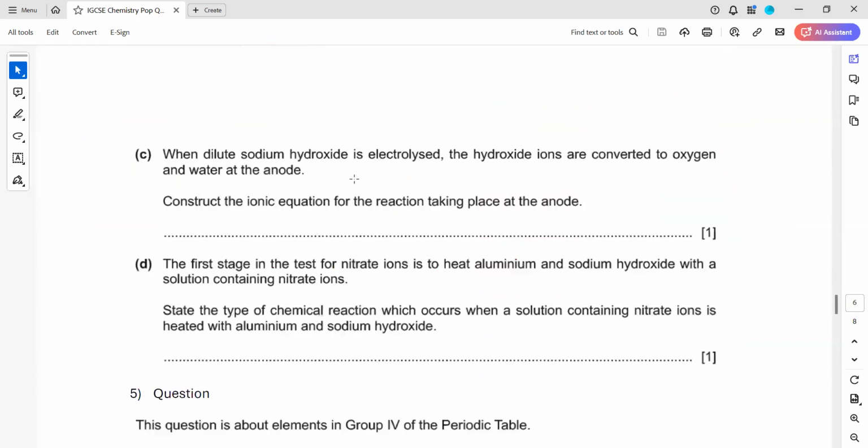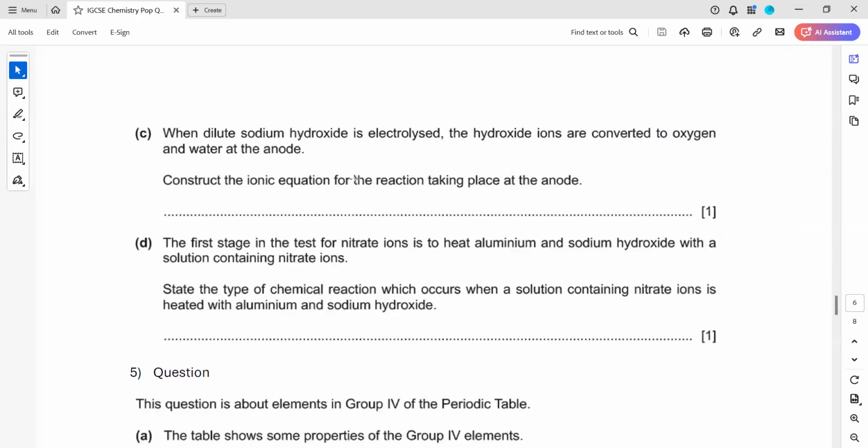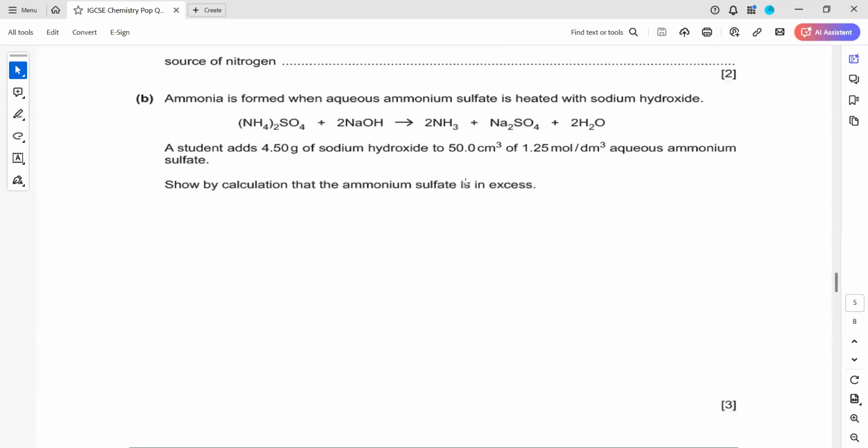Why is ammonium sulfate in excess? Why not sodium hydroxide? If you see the equation, according to the equation, 1 mole needs 2 for a complete reaction. But according to our calculation, when we calculate the ammonium sulfate to sodium hydroxide mole ratio, 1 mole is reacting with 1.8. But for a complete reaction, how many do we need?